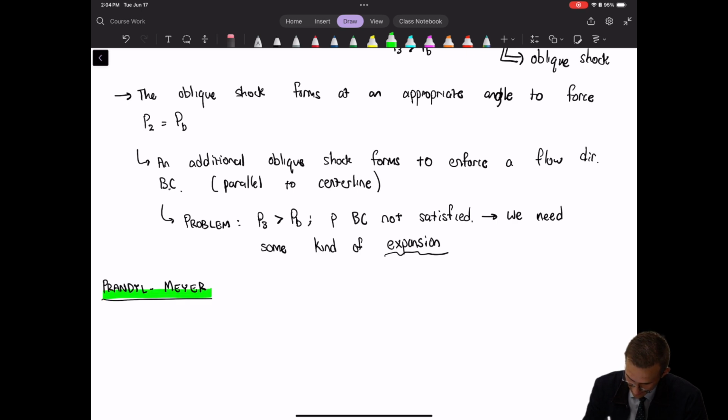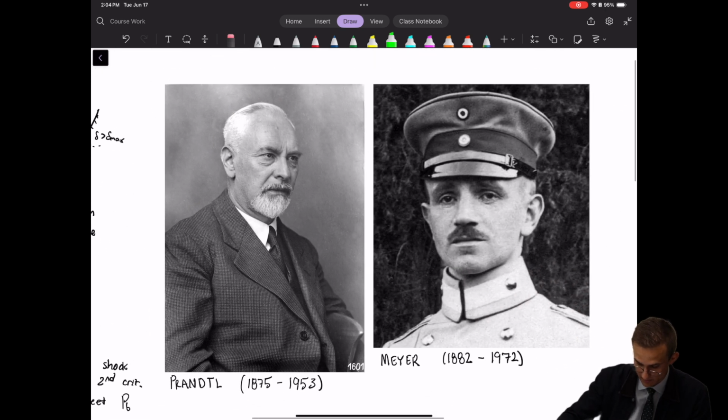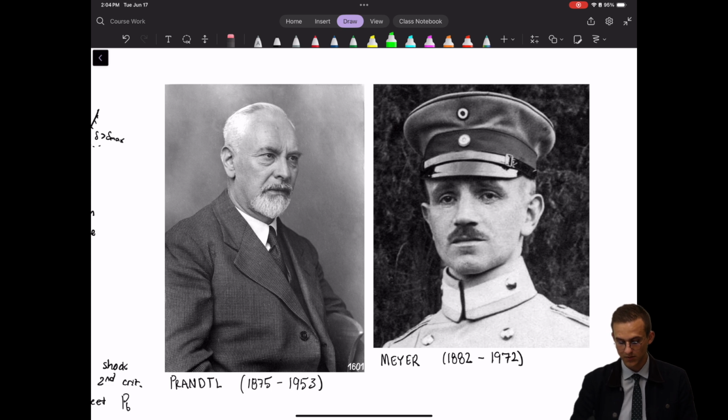So, who were Prandtl and Meyer? Well, let's go ahead and look at some photos of these two gentlemen. Prandtl was a very, very famous fluid dynamicist. I believe he's actually something like the third or fourth grade grant advisor to another OSU professor, Prandtl-Meyer. I might be wrong about that, but I think that's correct. He's a very, very famous fluid mechanics theoretician and experimentalist from the early 20th century.